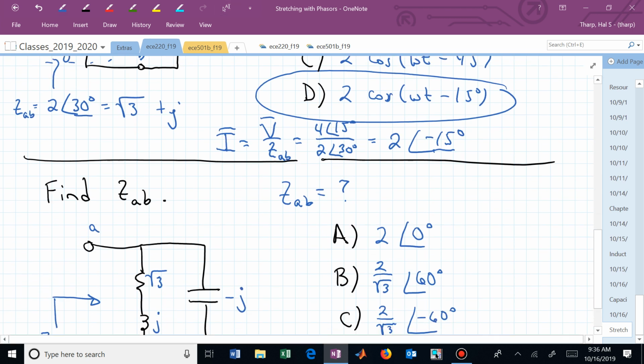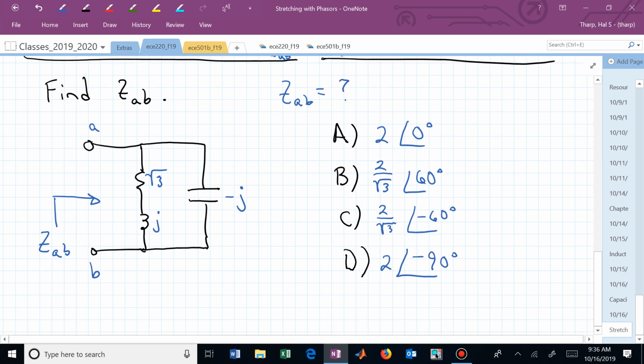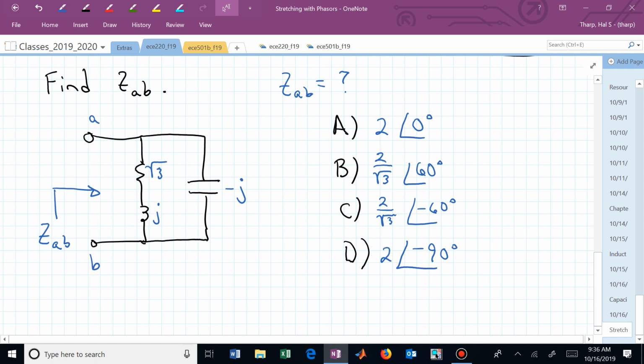Where is this? This is chapter 9, but it's chapter 4 with complex numbers. So you just have to be comfortable playing with complex numbers and then just use chapter 4 material, or even earlier. What's z sub ab here? And you already know the first branch.